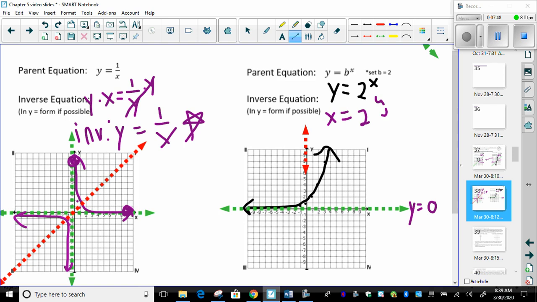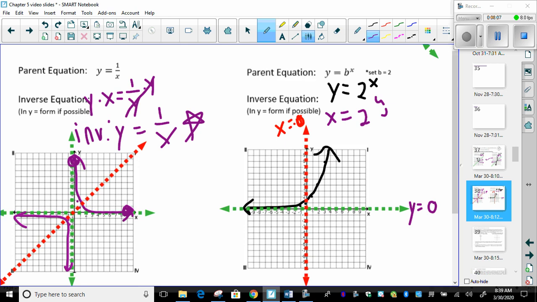X equals 0. Remember, x's and y's switch. Since my x and y values switch, my asymptotes switch as well. And then I look at all those coordinate points, and then we just have to be really careful. Again, that might be where a table comes in really handy here.